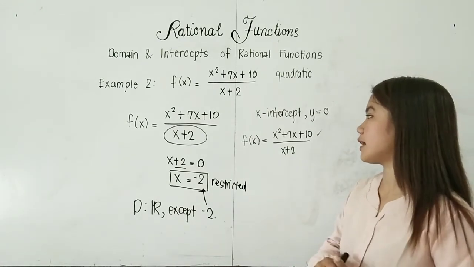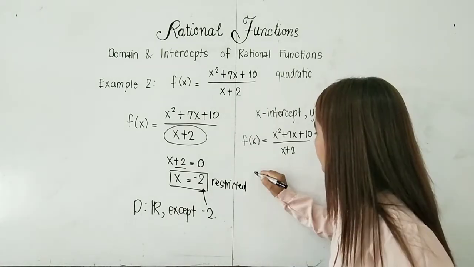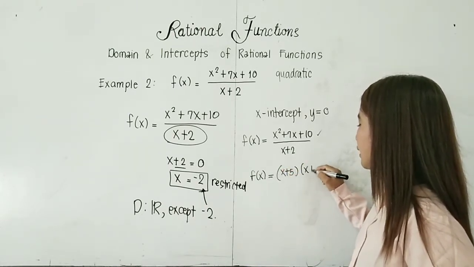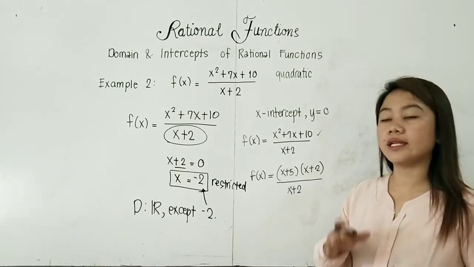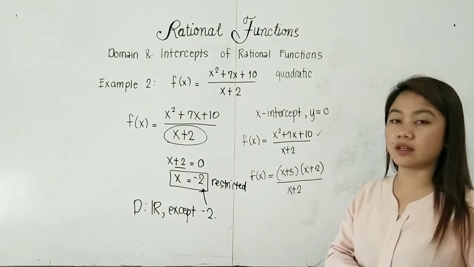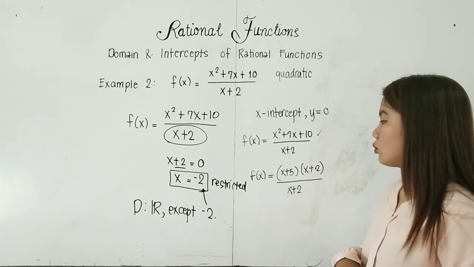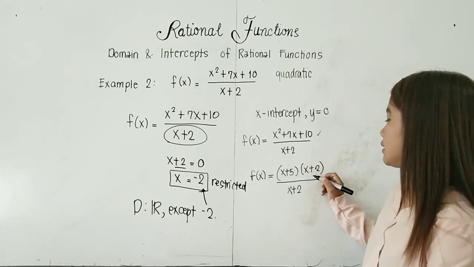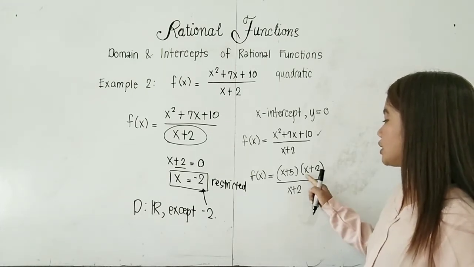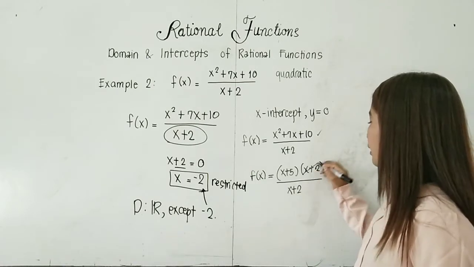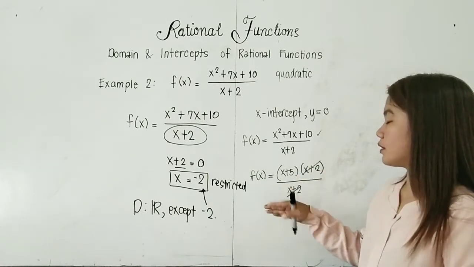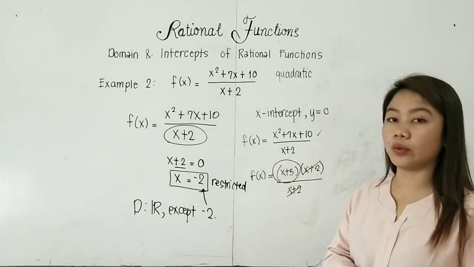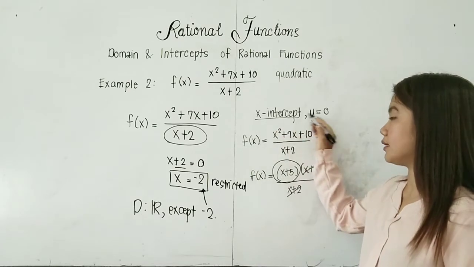The factors of x squared plus 7x plus 10 are x plus 5 and x plus 2. We already discussed factors in our previous topic, so you just have to review that one. So we have similar terms in our numerator and in our denominator, which is x plus 2. So we will cancel them. The remaining expression is x plus 5. So only x plus 5 will be equated to 0 in order for us to get the x-intercept.